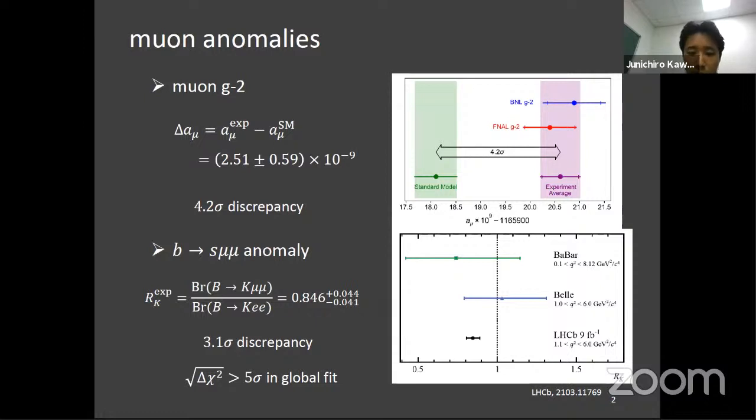Because we now have a pretty precise measurement, its discrepancy is 3.1 sigma. The more interesting feature is that we have discrepancies in other observables related to b to s mu mu processes. By combining them, we know that with new physics contributions we can explain the experimental results better, at more than 5 sigma in the global fits. So this can be evidence of new physics. The interesting fact is that both can be related to new physics coupled to muons, so it's nice if we can explain both of them simultaneously.